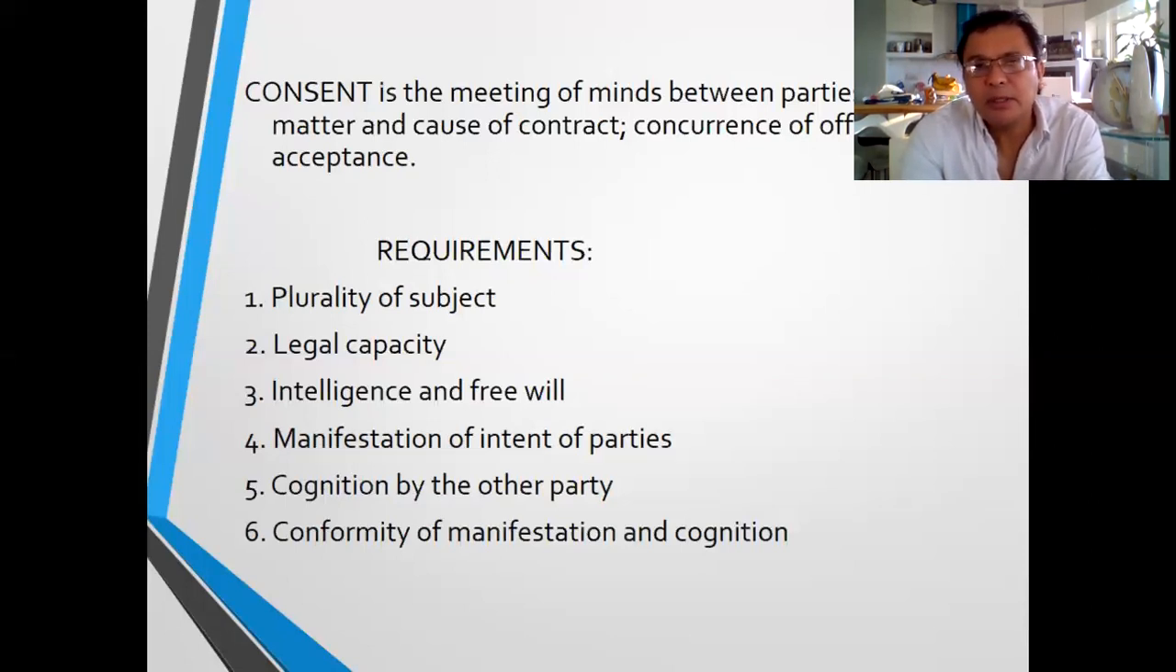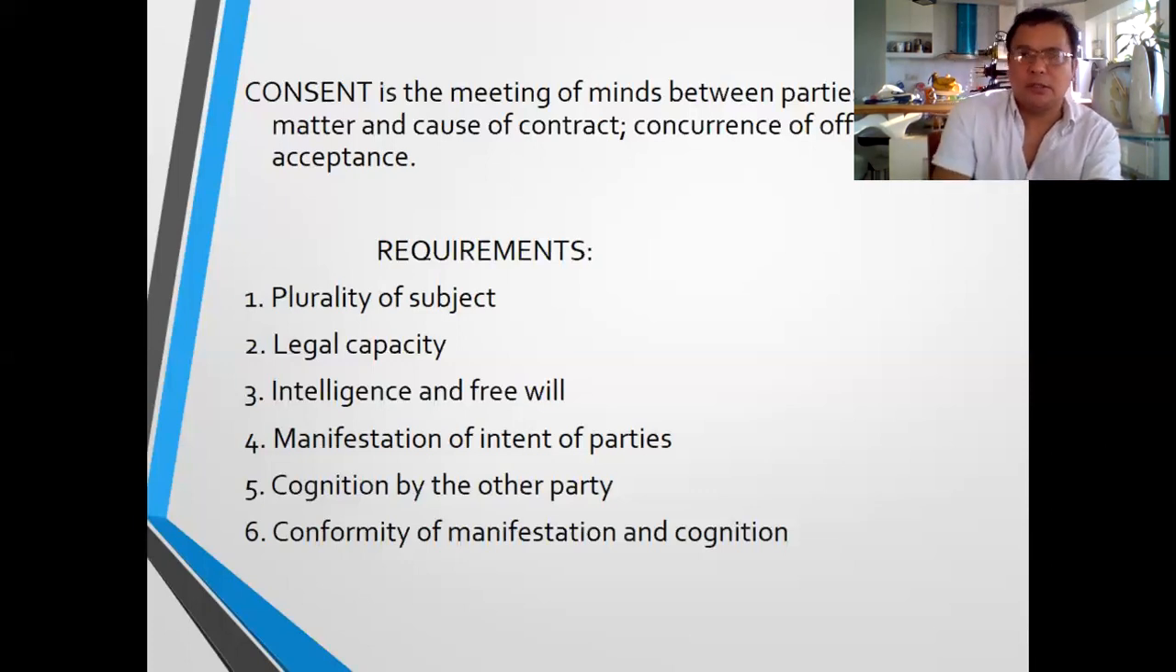Here the parties must show their intent, why they are entering into the contract. Number five, there is cognition on the other party, meaning there is awareness on the matter of manifestation. And number six, this four and five must conform to each other. So there is conformity of manifestation and cognition.